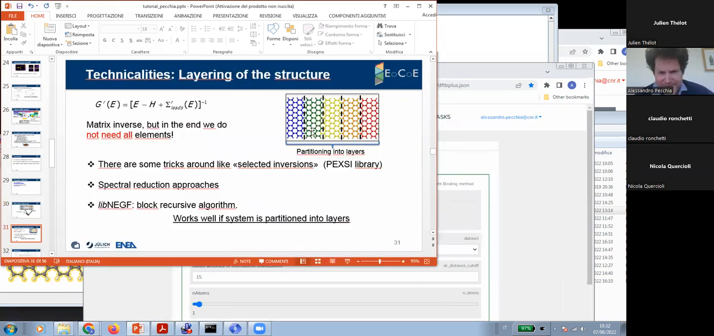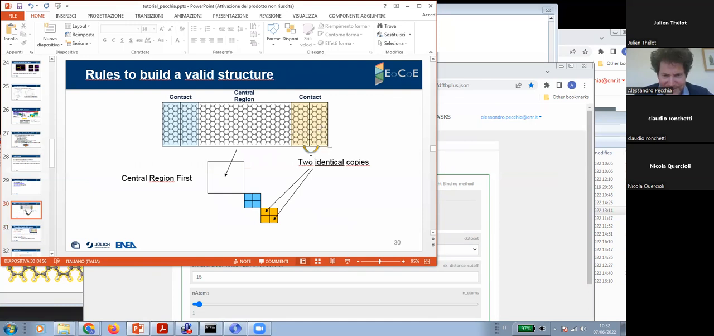And another small ingredient is that for the system itself, the central region, it is convenient to divide it into layers. They don't have to be regular, like the contacts. The two contacts have to be two exact, identical copies of each other. Why? Because the program needs to compute the interaction between these two identical layers. It's basically extrapolating a semi-infinite repeating, modular object. That means we have only layers one and two, but in practice it's like providing also 3, 4, 5, 6, infinite, because this is a modular Hamiltonian, let's say, that periodically reproduces itself, and also on the other side.